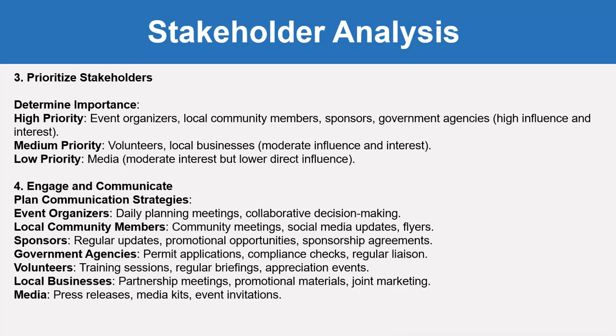Then engage and communicate means plan the communication strategies for different stakeholders. For example, event organizers need daily planning meetings and collaborative decision making. Local community members need community meetings, social media updates and flyers. Sponsors need regular updates, promotional opportunities and sponsorship agreements.